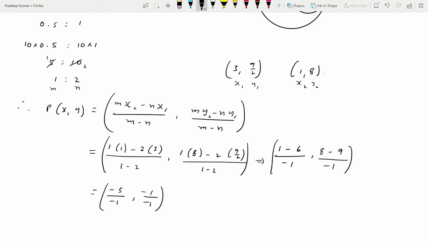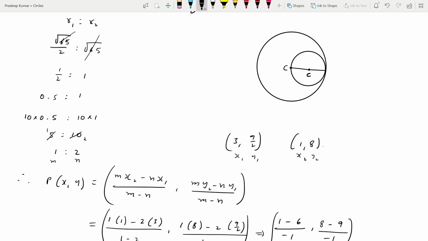So minus minus, if we just cancel, the point we're getting is (5, 1). Alright, so this is the point where both of the circles were touching. This is the point P. We've drawn the figure, right. This is the point P, where at that particular point we got (5, 1). So this is the place where both of the circles were touching.